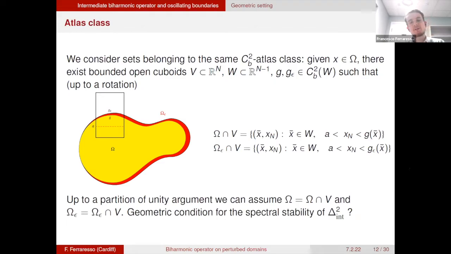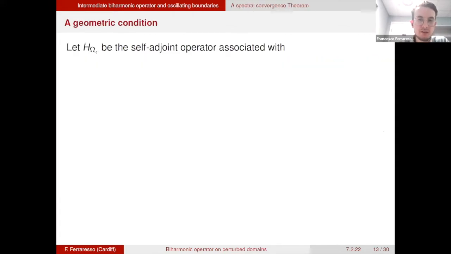And now the question is, can we somehow give a geometric condition that implies the spectral stability of the biharmonic operator with intermediate boundary conditions? And so we would like this geometric condition to be expressed in terms of the convergence of G epsilon to G. So how to do this? Well, one has to work a little bit. It's not that easy, but let's say there is the following result.